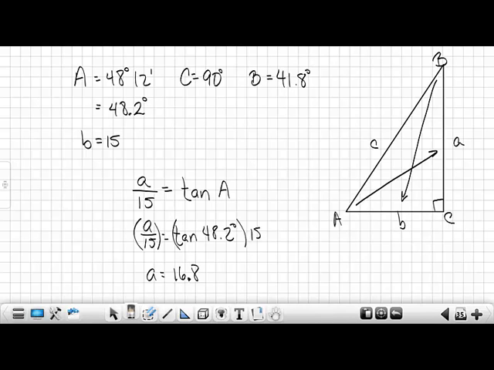No, law of cosines is much more complicated. No, law of cosines and law of sines are much longer.